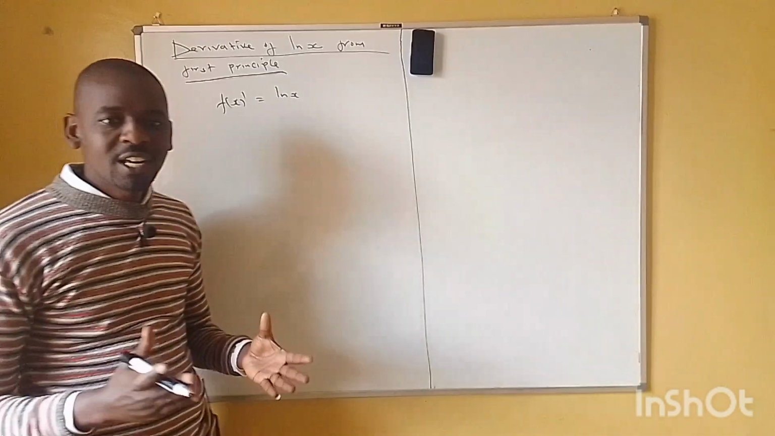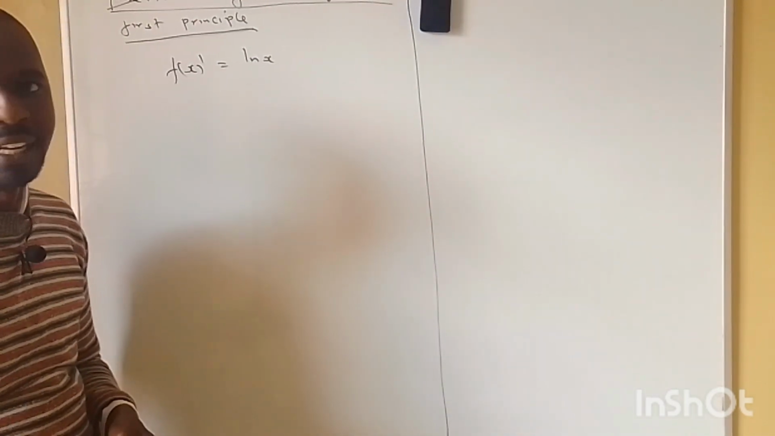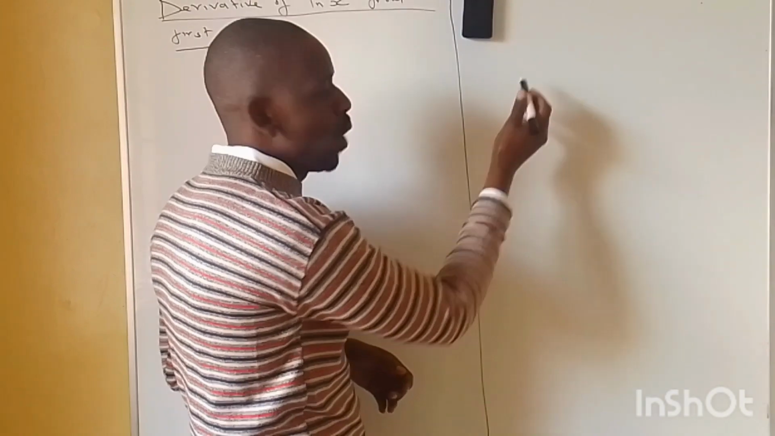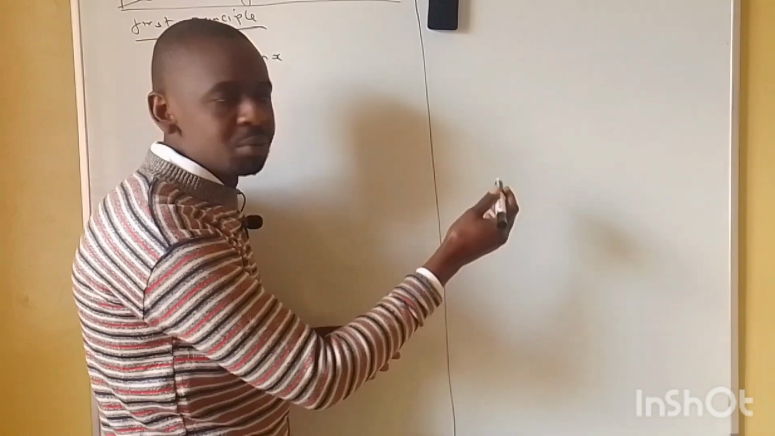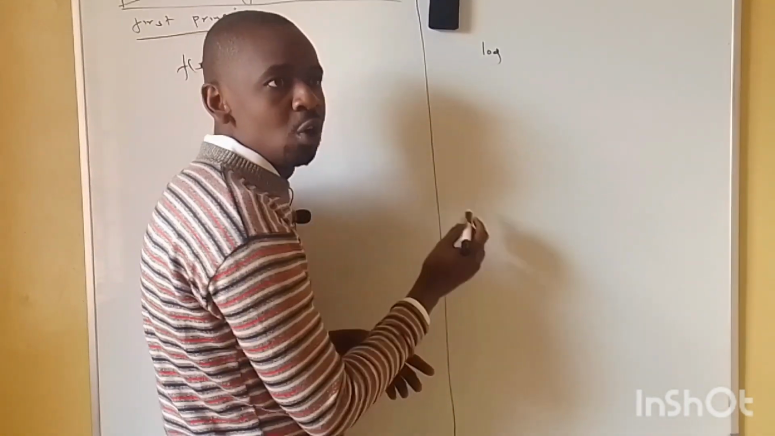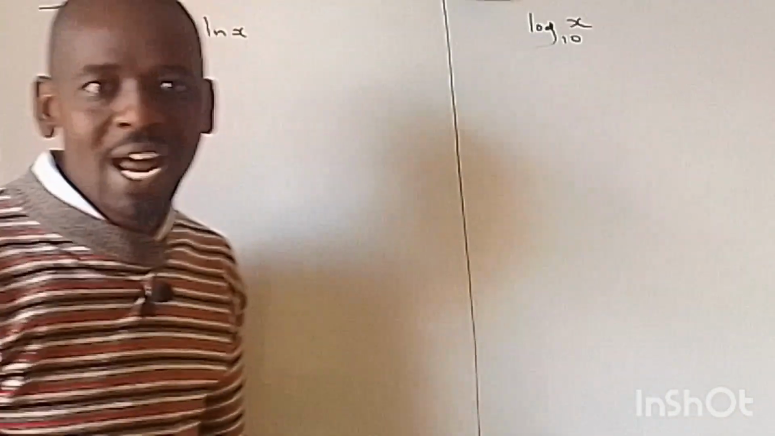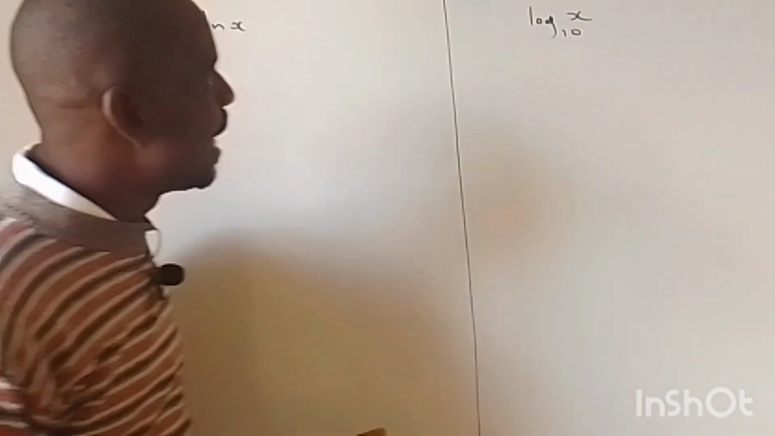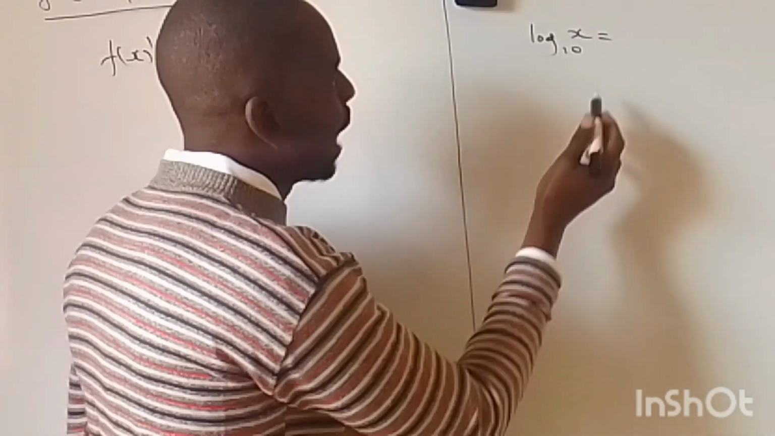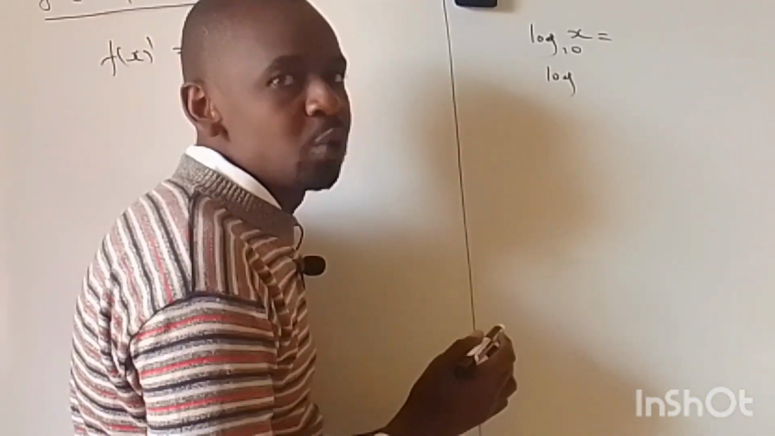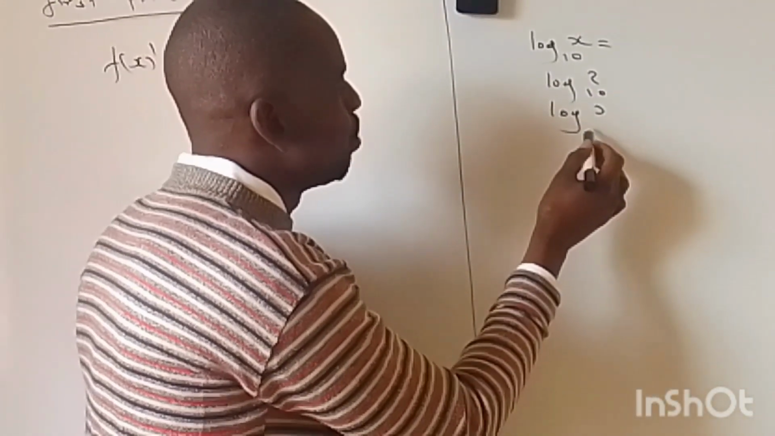Now, the first thing that you are supposed to know is what we mean by this natural log, or the ln. This one originates from the logarithms. For example, if you have the log of a number, for example x, to base 10, you all know that. Again, you can also have the log of 2 to base 10, and you can also have the log of 3 to base 10.